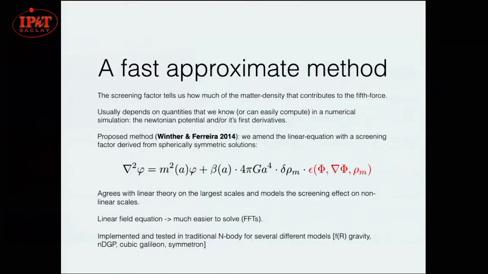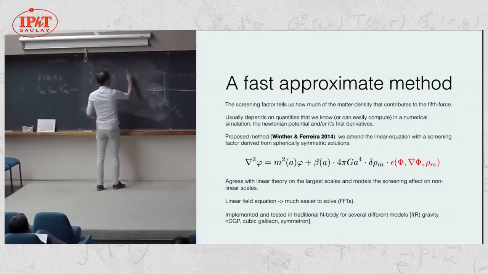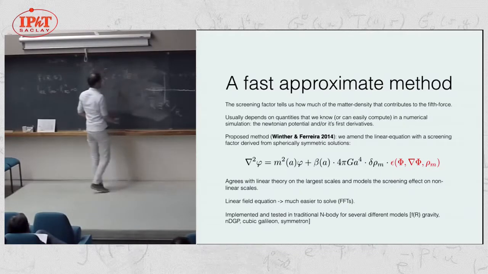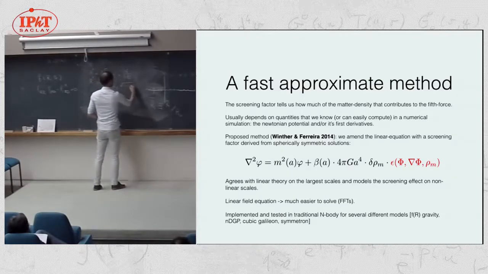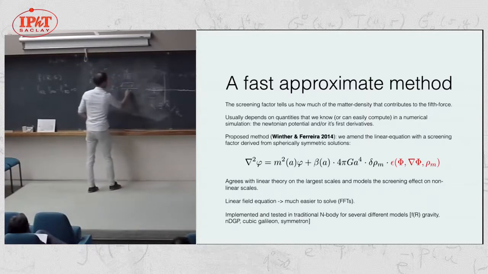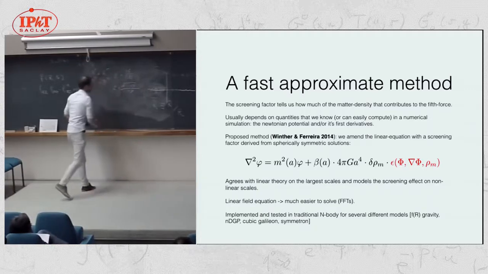So if you have an f(R) gravity, this epsilon would just be something like this. And if you have a DGP model, you would have something like this.